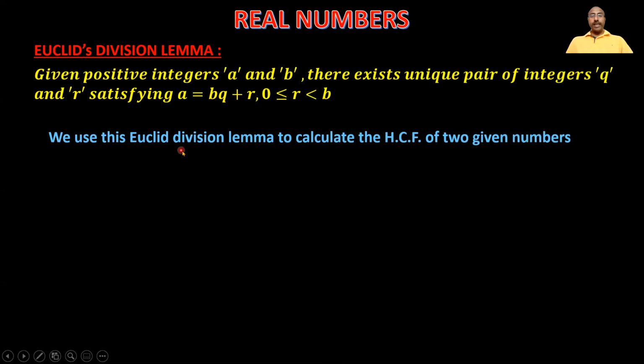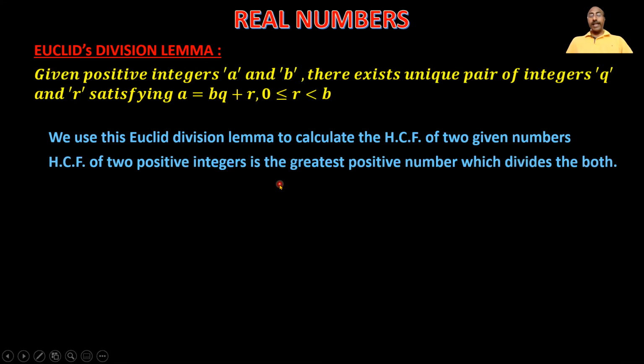And we use this Euclid's division lemma to calculate the HCF of two given numbers. And I think all of you know what is HCF. HCF means highest common factor. So HCF of two positive integers is the greatest positive number which divides both numbers.